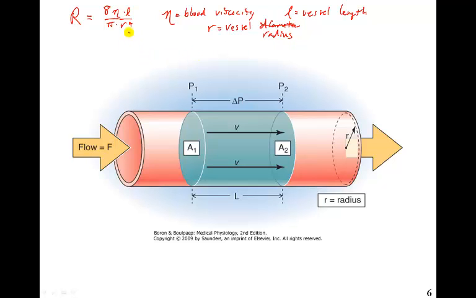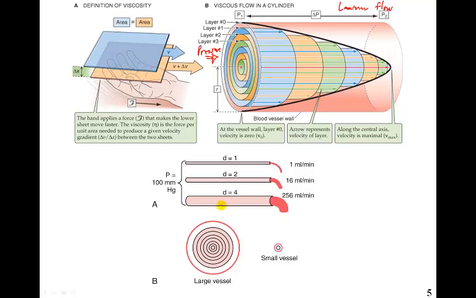And vessel radius is down here in the denominator, so bigger vessel means less resistance, right? That makes sense. If the vessel is wider, there's less resistance. Narrower means more resistance. But the big thing to notice here is that radius is raised to the power of 4. Okay, so vessel radius has a huge impact on resistance, and you can kind of see that in this diagram here.